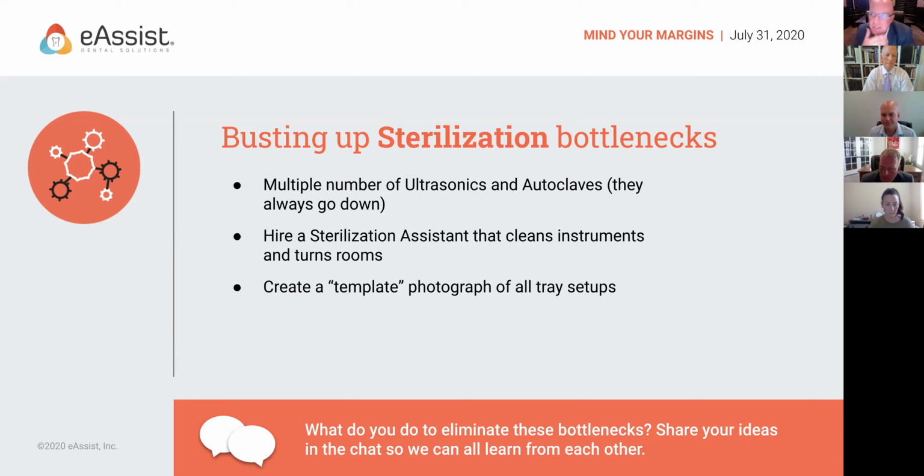Any other ideas, guys, about helping eliminate sterilization bottlenecks? This is not a problem in my practice. It used to be a problem in my practice. It's not anymore, but it's because I just added a second Statim, and that problem just completely went away.